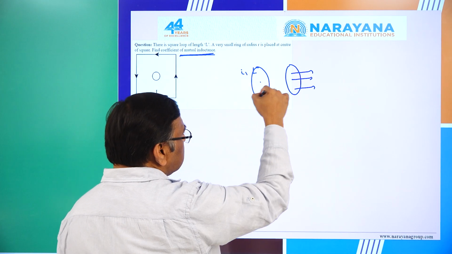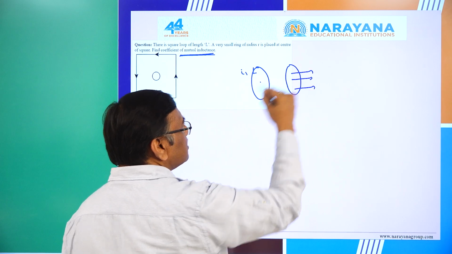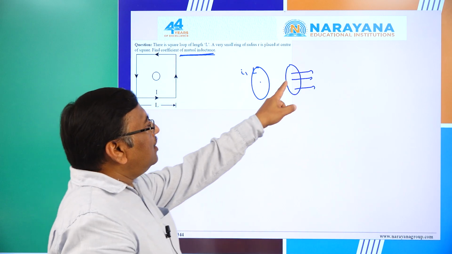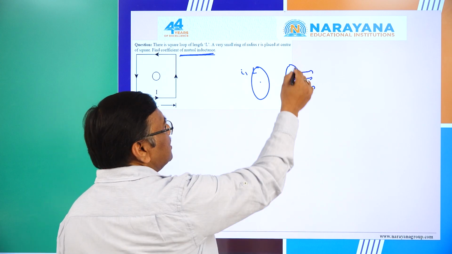So now if I change this current, or I change the separation, anyhow if I change the flux here, then there will be an induced EMF. That is what Faraday's law of induction is saying. How much is the change in the flux here?